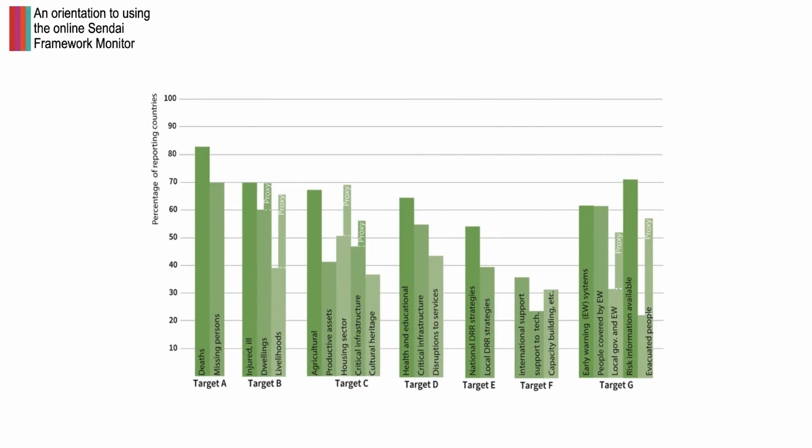Looking at this graph on data availability by targets, only 84% of countries have data on basic information regarding deaths and missing persons, while Target F is a particular challenge to most countries, as data of this sort has often never been collected and requires coordination with various national and international stakeholders.